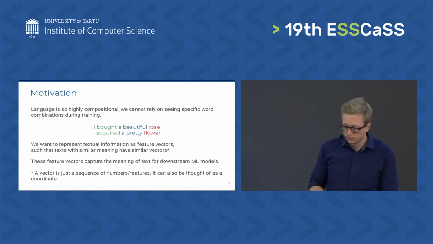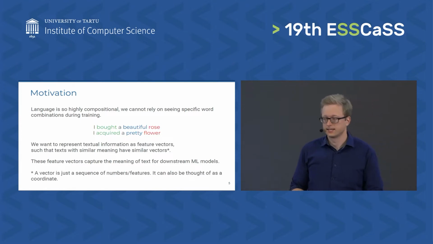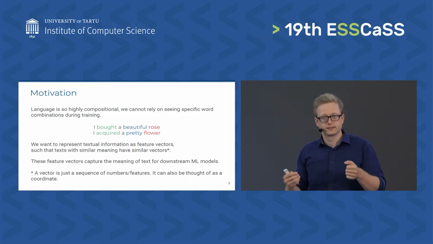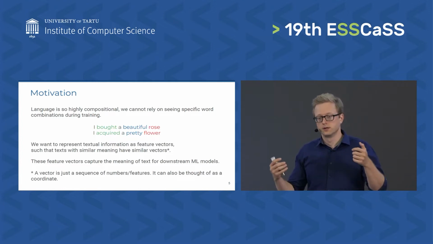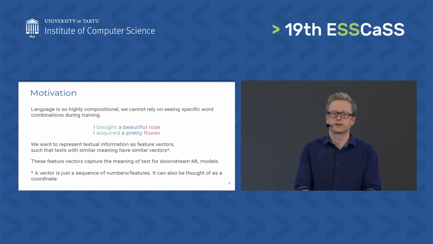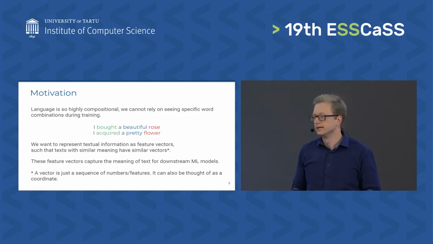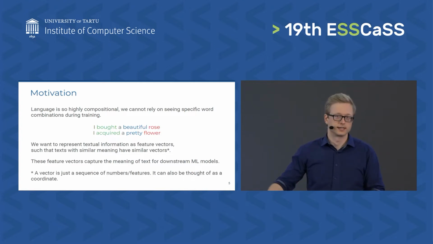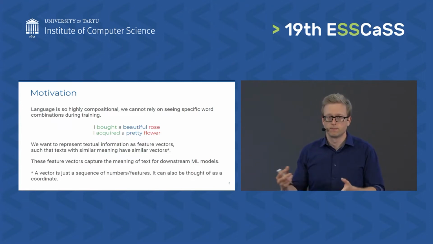So what we want to do is represent text as feature vectors in such a way that sentences or texts with similar meaning would have similar feature vectors. And we can then use those vectors as input to any kinds of machine learning models that then do a particular task on top. A vector is just a sequence of values, and it can also be thought of as a point or a coordinate in a high-dimensional space.